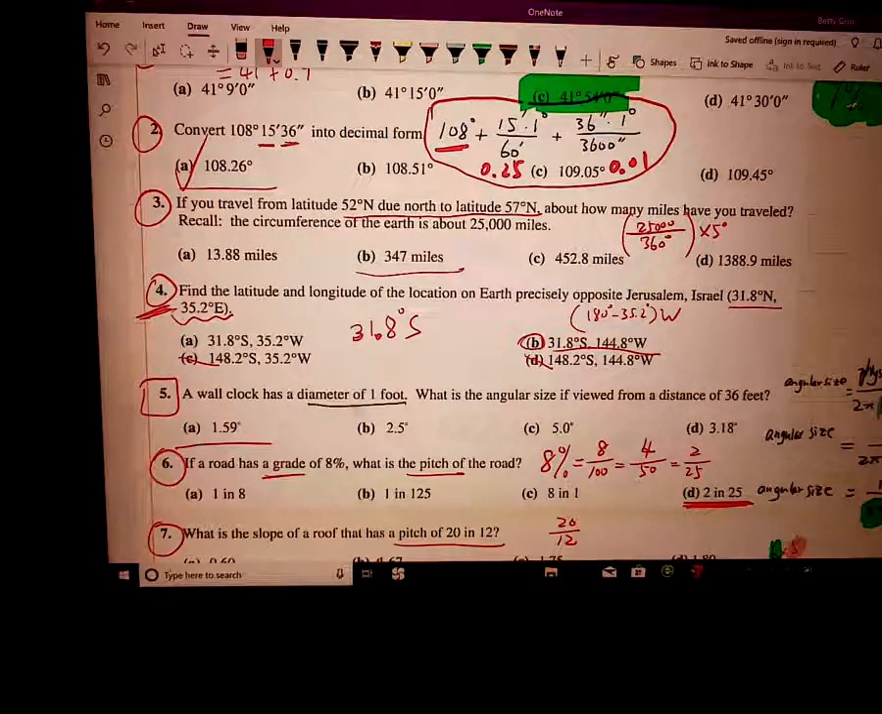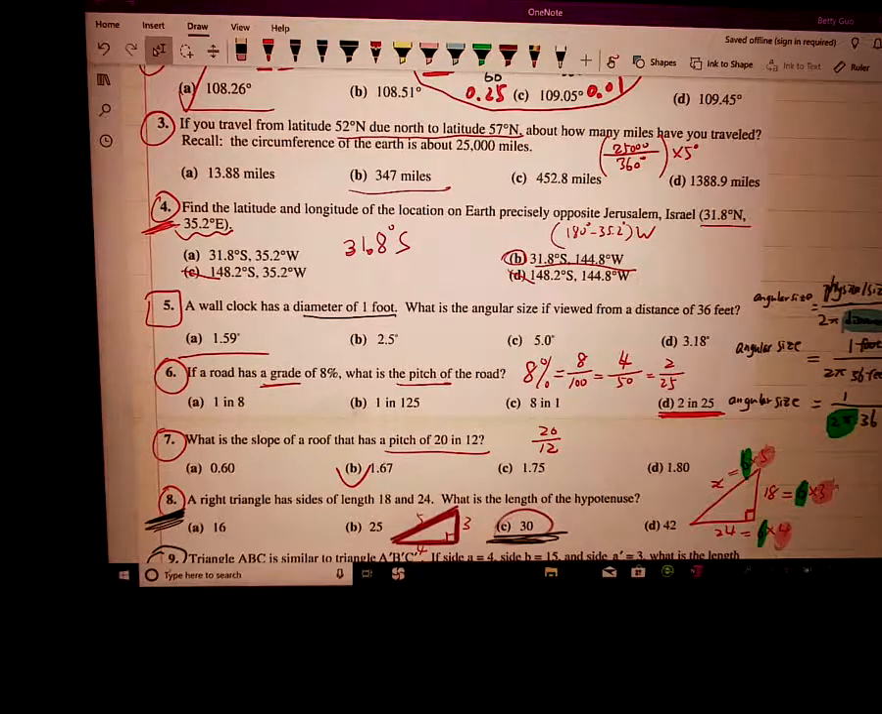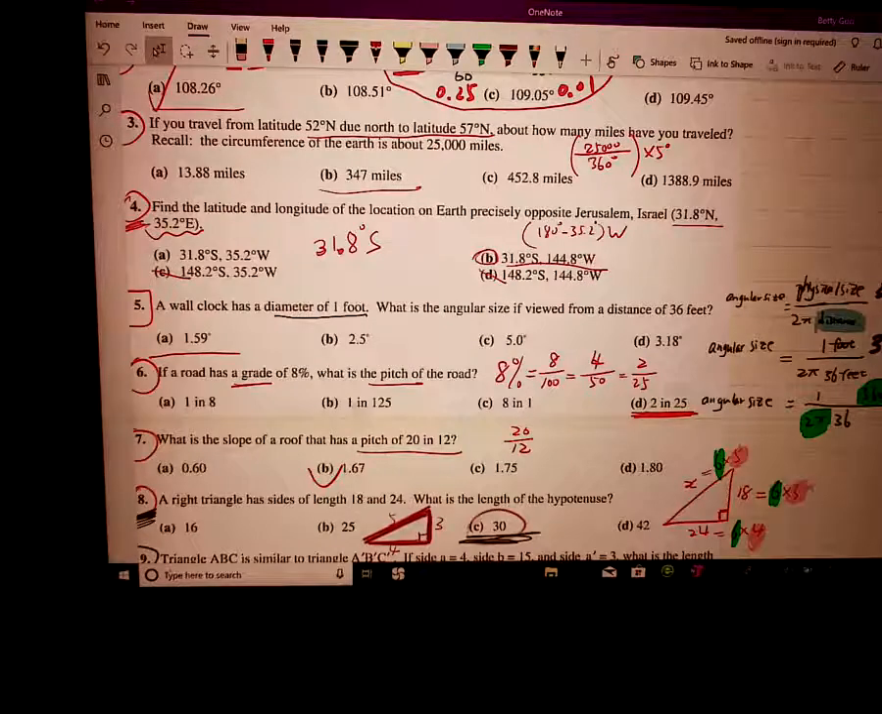That would help. Number 5, a wall clock has a diameter of 1 foot. What's the angular size if viewed from a distance of 36 feet? So we are looking for angular size. Remember I showed you the formula. Angular size equals physical size multiplied by a fraction. The fraction numerator is 360 degrees. Denominator is 2 pi multiplied by the distance.